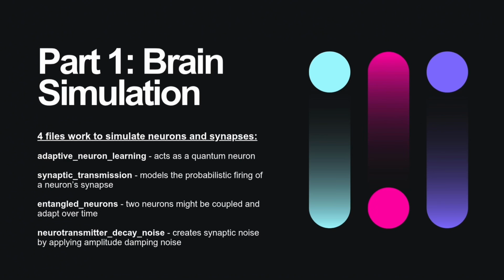It's comprised of 4 different files, the first one being the adaptive neuron learning, and this acts as an individual quantum neuron. The second one is synaptic transmission, which models the probabilistic firing of a neuron's synapses. The third one is entangled neurons, where 2 neurons might be coupled and adapt over time, and it's modeling that behavior. And the fourth one is neurotransmitter decay noise, which creates synaptic noise by applying amplitude damping noise.